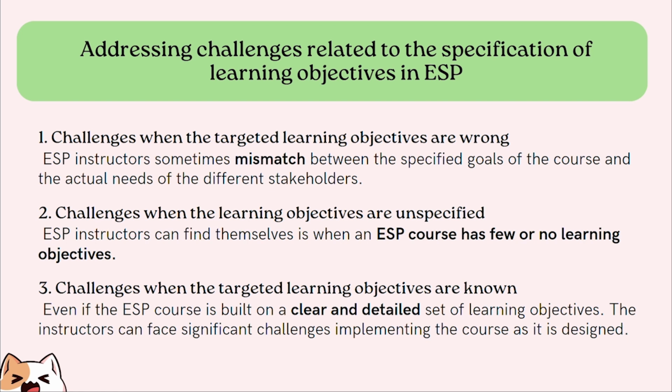Even if the ESP course is built on a clear and detailed set of learning objectives, the instructors can face significant challenges implementing the course as it is designed. The course may require facilities, resources, class sizes, and time allowances that the institution, instructors, and learners cannot or will not provide. In short, the courses are unrealistic. Sometimes the course objectives require instructors with a high level of experience, training, and/or understanding of a specialist discipline. This introduces the challenges of hiring the right people.